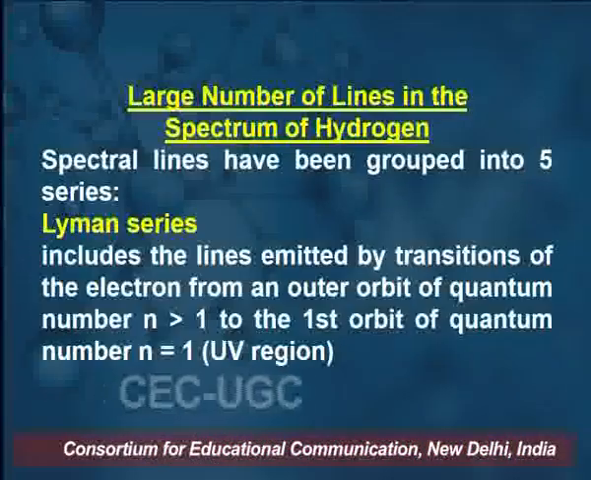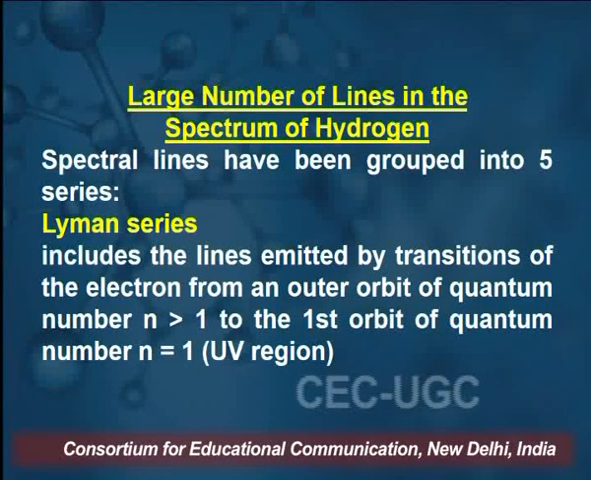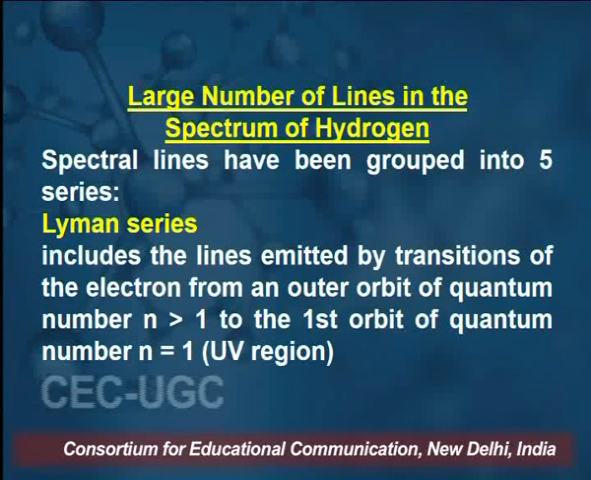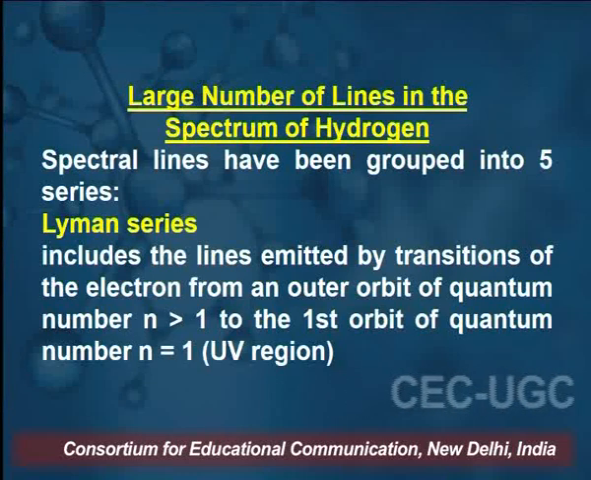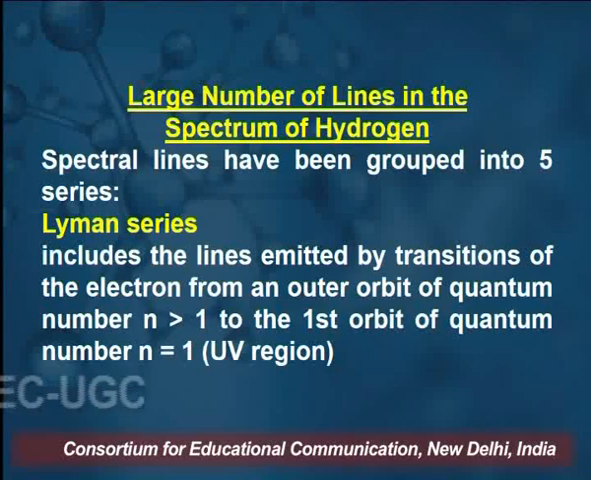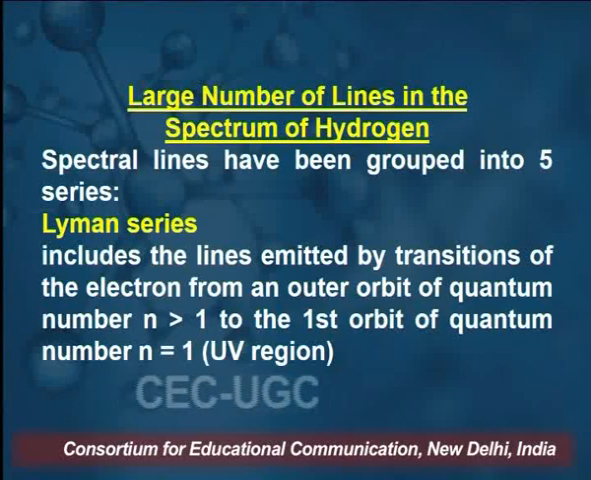Spectral lines we observed have been grouped into 5 series as told earlier. Number 1 is the Lyman series. These include the lines emitted by transition of an electron from an outer orbit to the first orbit of quantum number n is equal to 1, and this series lies in the UV region.